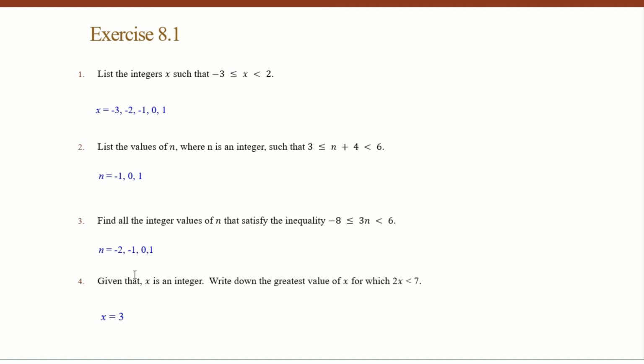All right, given that x is an integer, write down the greatest value of x for which 2x is less than 7. So x is less than 7 over 2, x is less than 3.5. So the greatest value x can take is 3 because an integer must be a whole number.